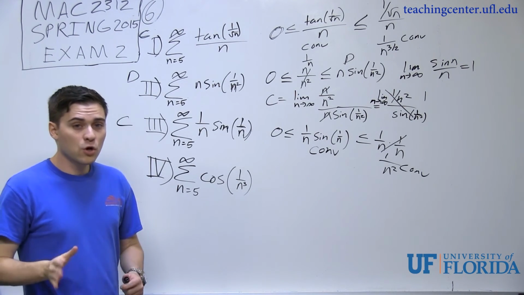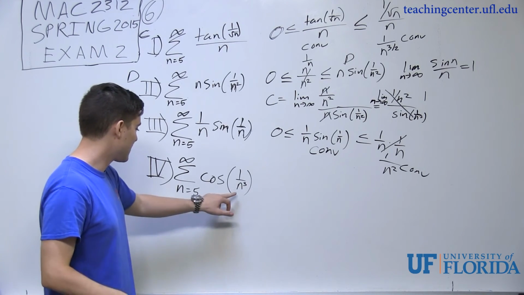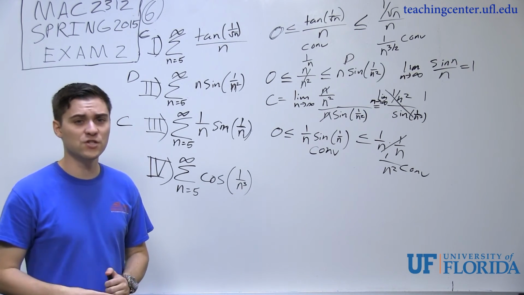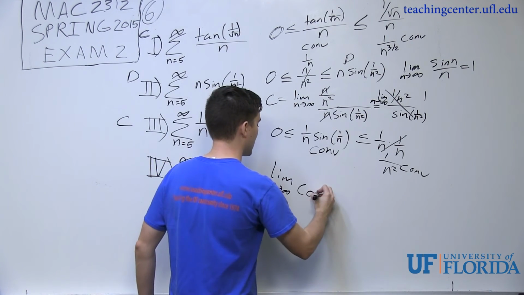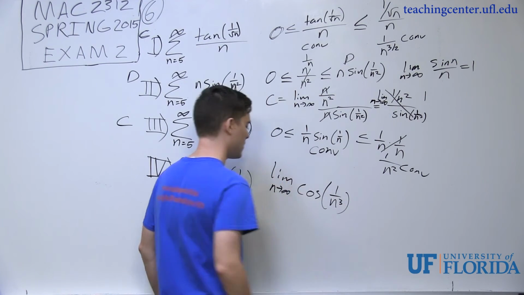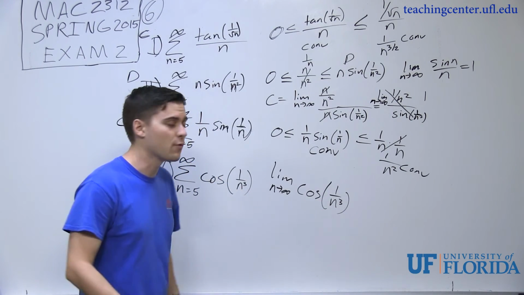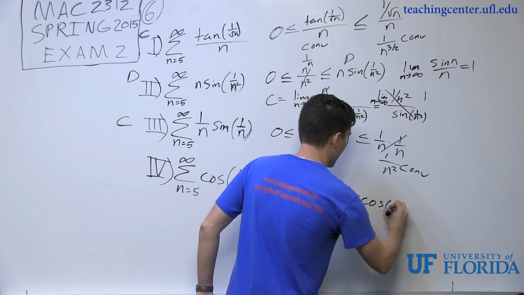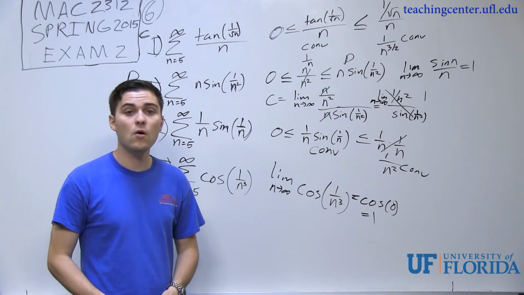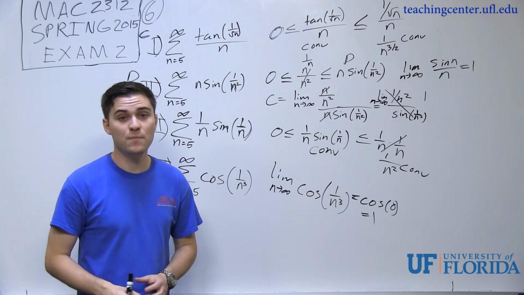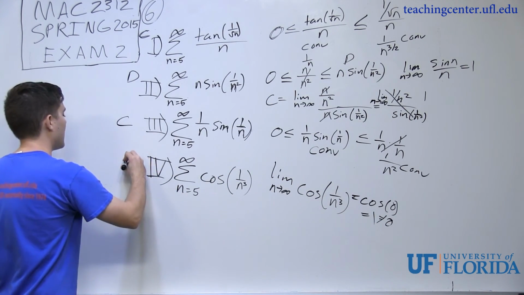Number 4 could be the same process. However, cosine has a special trick to it: if you see a fraction, start out with the test for divergence. So what I'm actually going to do is take the limit as n approaches infinity of cosine of 1 over n cubed. Taking the limit of this as n approaches infinity, I have cosine of 1 over infinity, that's cosine of 0. Cosine of 0 is equal to 1. According to the test for divergence, if I get anything other than 0 when I take the limit as n approaches infinity, it should be divergent. 1 is not equal to 0, so therefore number 4 is divergent.